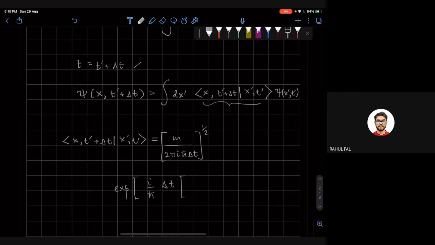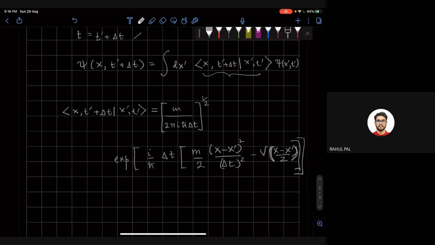And then we have the kinetic term, which is m v squared. But what is v squared? It's x minus x prime squared divided by delta t squared. And there is a half here because it's the kinetic term, so it's half m v squared, minus V of x plus x prime over 2. So this is basically according to the Feynman and Dirac prescription.